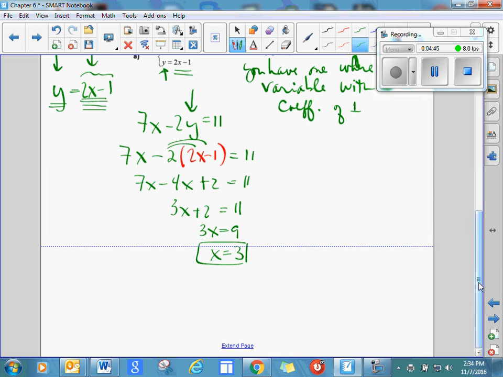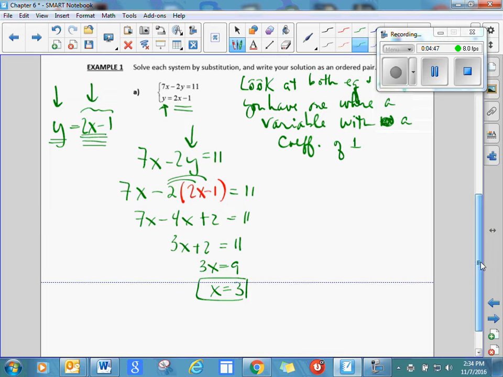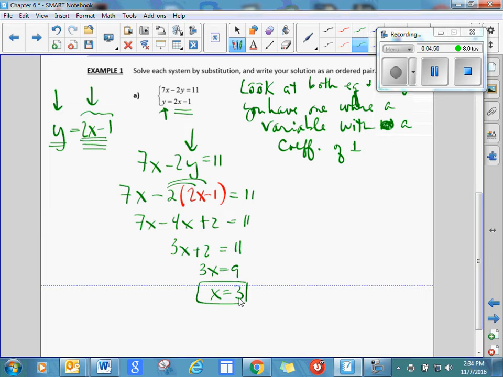That's our solution set. Now that we have 1 point, we can take this x equals 3 and we can plug it back in either of these 2 equations to solve for y. So let's go to the easier looking equation. y is equal to 2x minus 1.